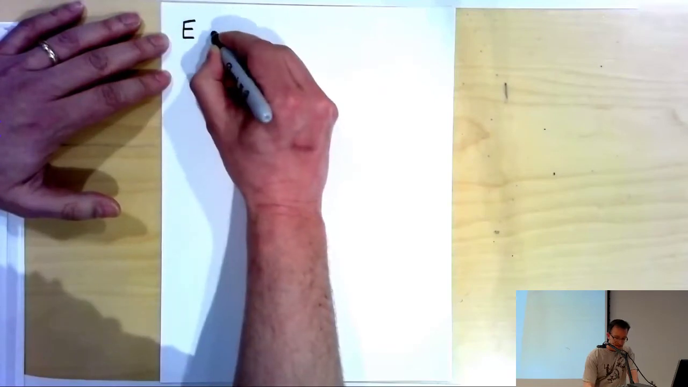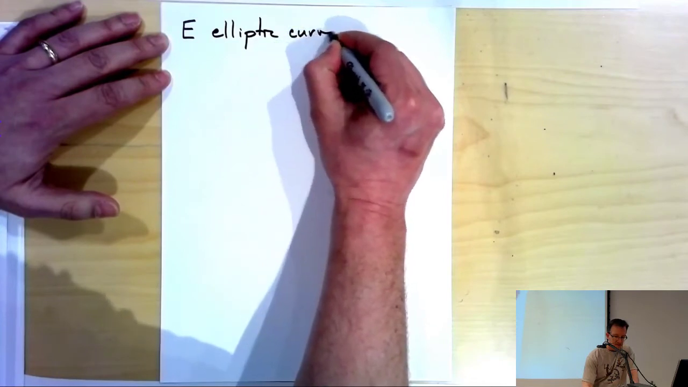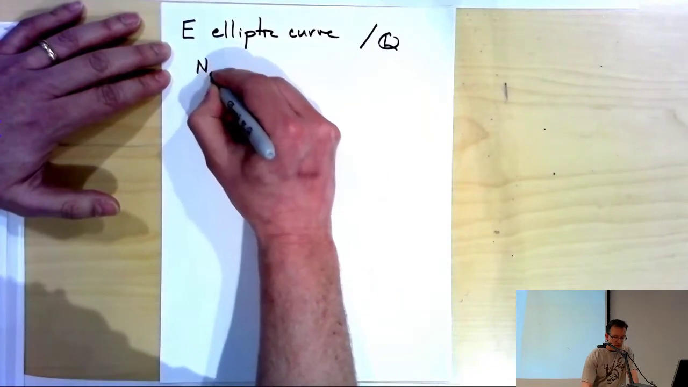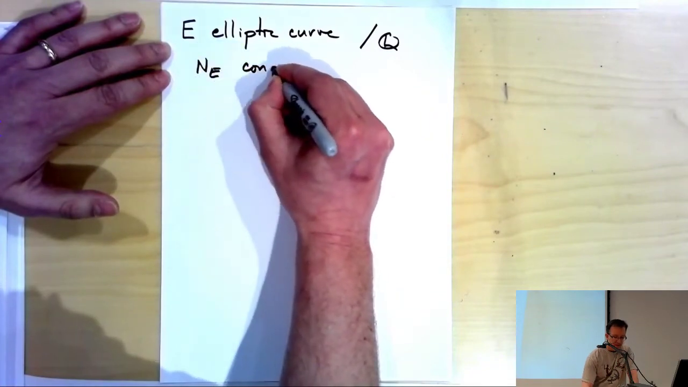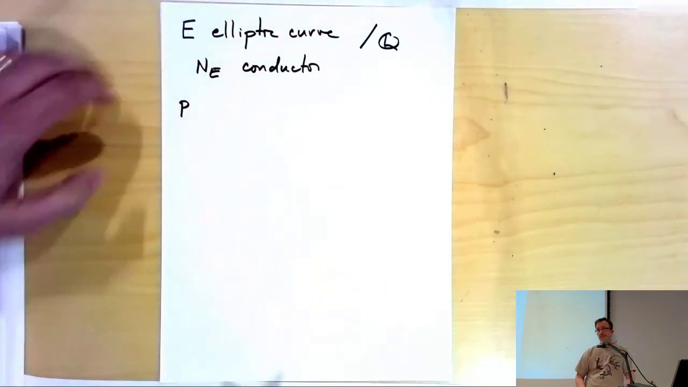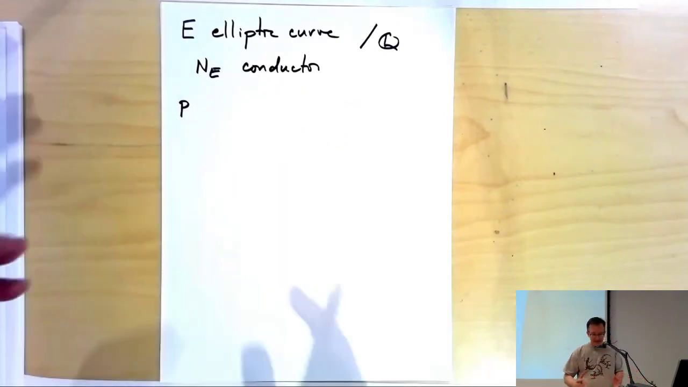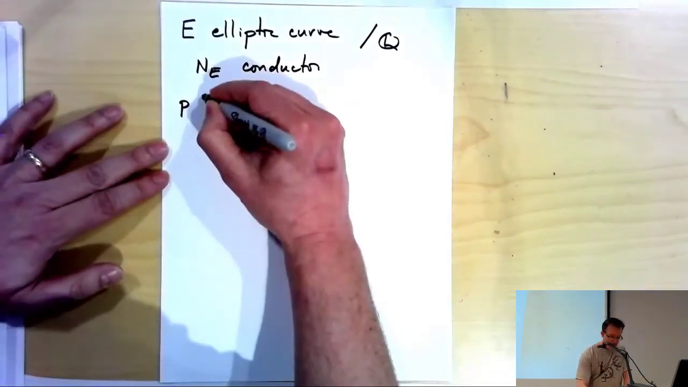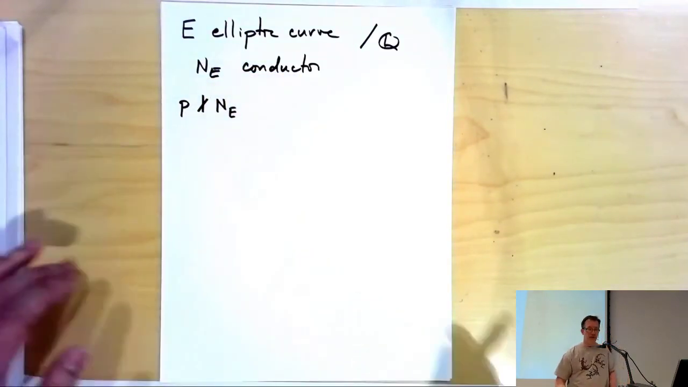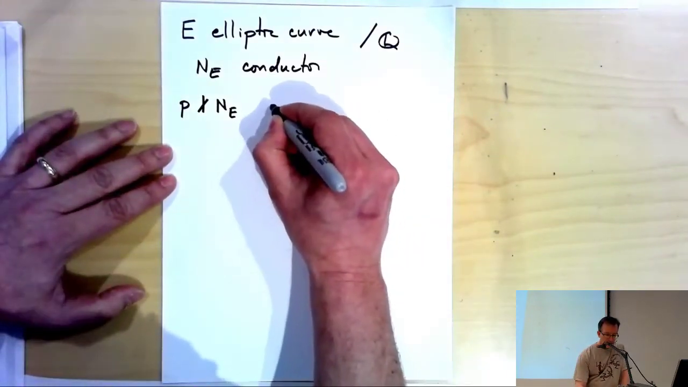So E is an elliptic curve, as always defined over the rational numbers. N of E is the conductor. P is going to be a prime. As we move on, P is going to be odd. Sorry, John. And for the most part, I'm going to simplify matters by taking, at least for these lectures, P a prime of good reduction and even ordinary reduction.